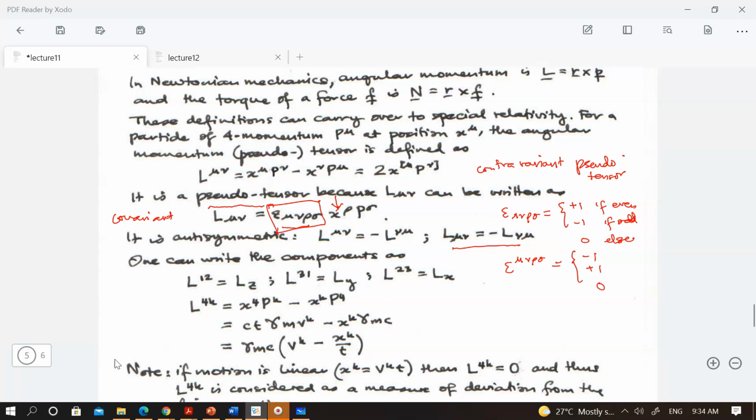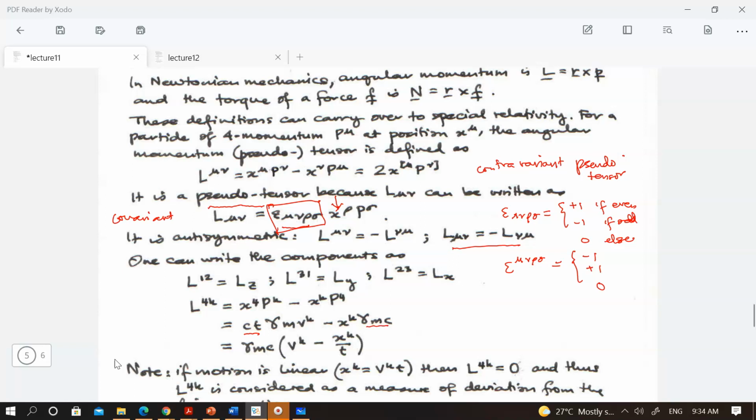For example, then you have x4 pk minus xk p4. What is x4? x4 essentially is equal to ct. What is pk? This is just your relativistic momentum, the four-momentum, so it's given by gamma m vk. And then this will be subtracted with xk p4, where p4 is actually gamma mc.